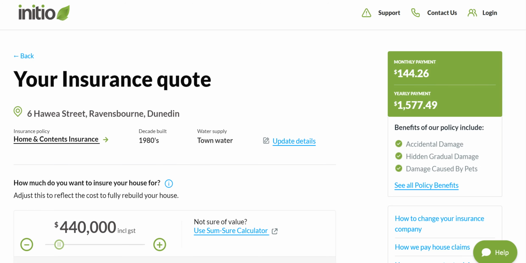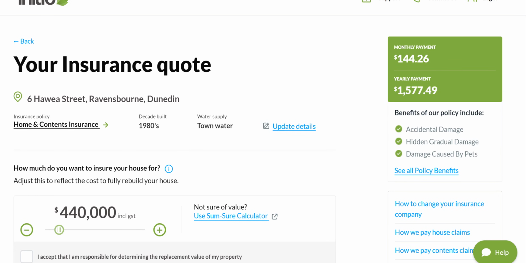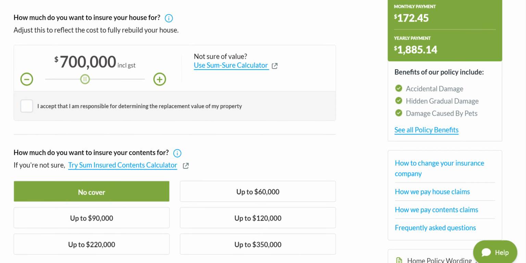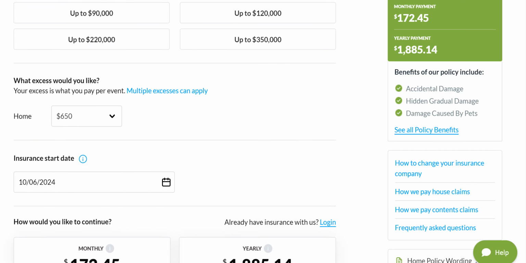Right. So without further ado, you can see that the quote here for this example is going to be 1577, and that's based on 400,000. But if I increase that a lot more to around 700, then you're going to see it jump up around $300. But what's more interesting, or equally as interesting, is if I change the excess.